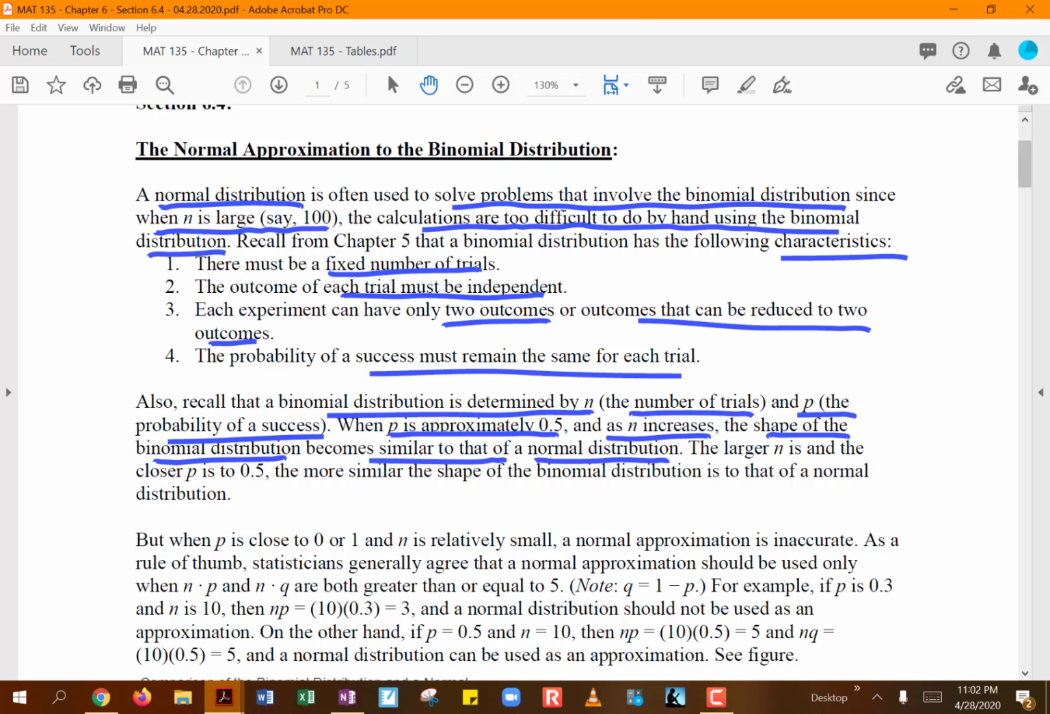Okay, so again here the probability of success has to be approximately 0.5, and your n has to increase. So basically the idea is the larger n is, and the closer our probability p is to 0.5, the more similar the shape of our binomial distribution is going to be to that of the normal distribution.